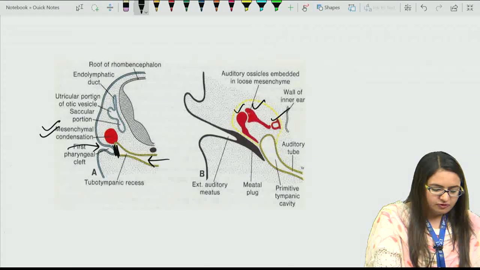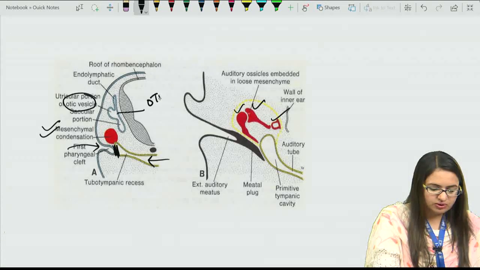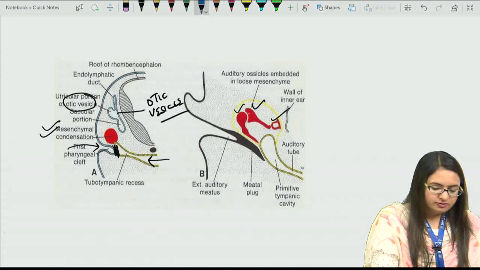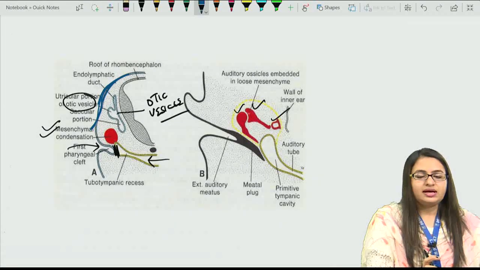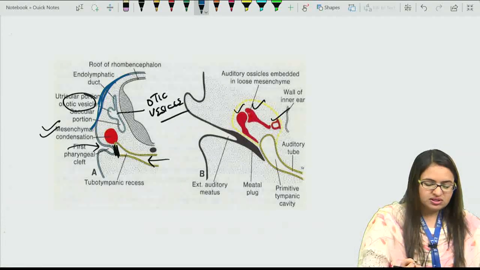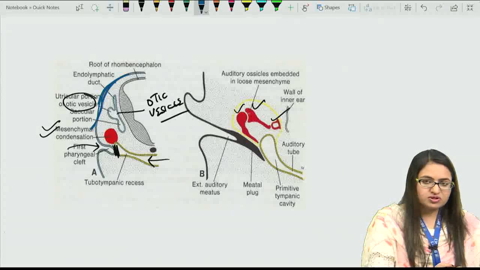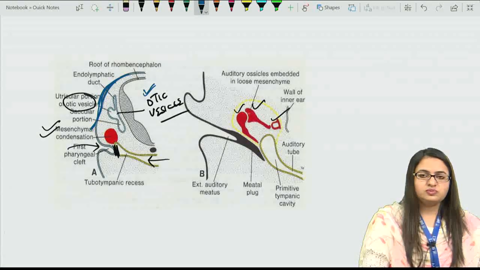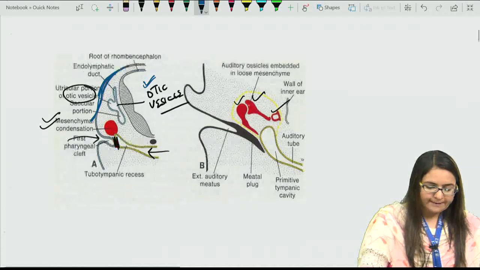Apart from this, we can see the formation of the otic vesicle. This portion which is present over here is the otic vesicle. This otic vesicle is formed from the surface ectoderm. This is the surface ectoderm over here, and it specializes to form the otic placode, and when this placode comes towards the inside and is pinched off from the surface ectoderm, then we say the otic vesicle is formed, which will be giving rise to the inner ear.